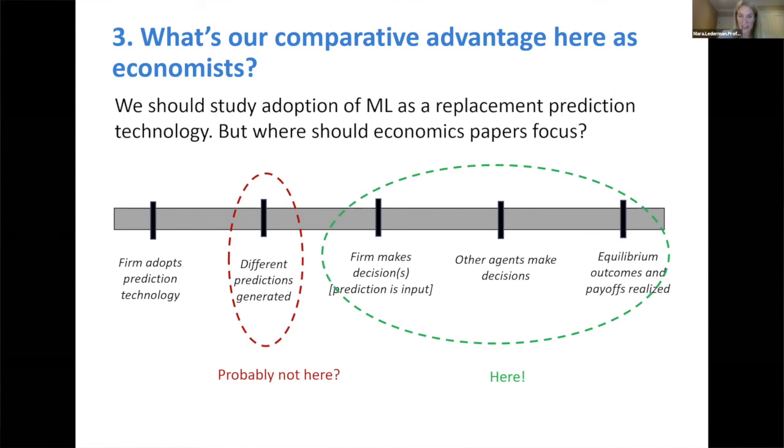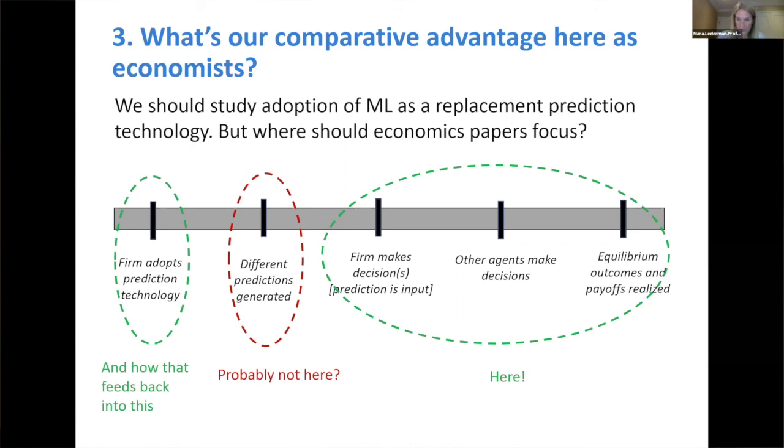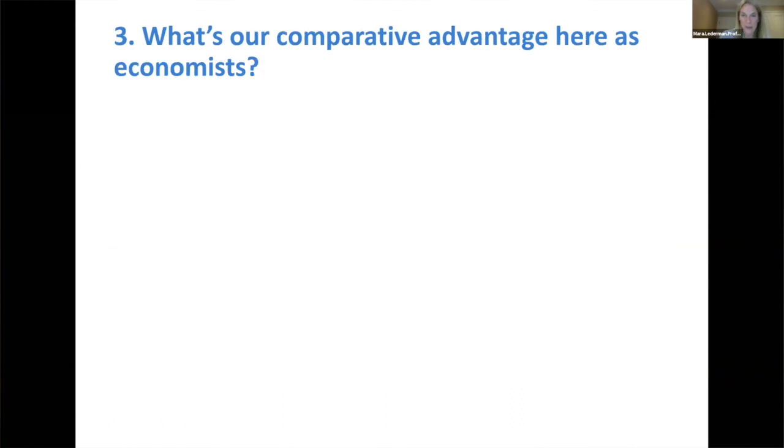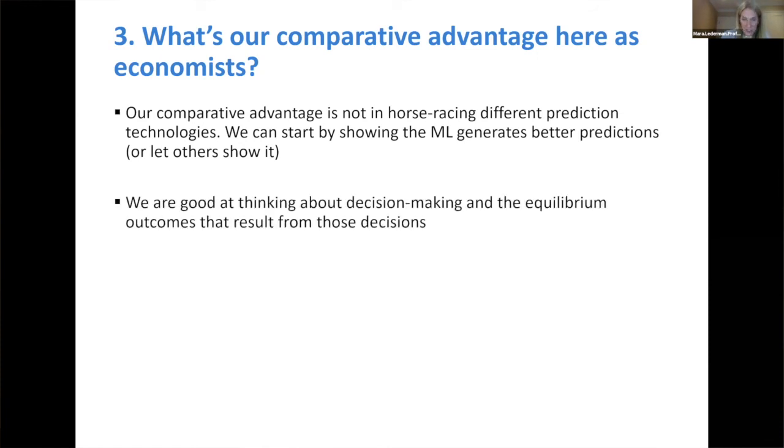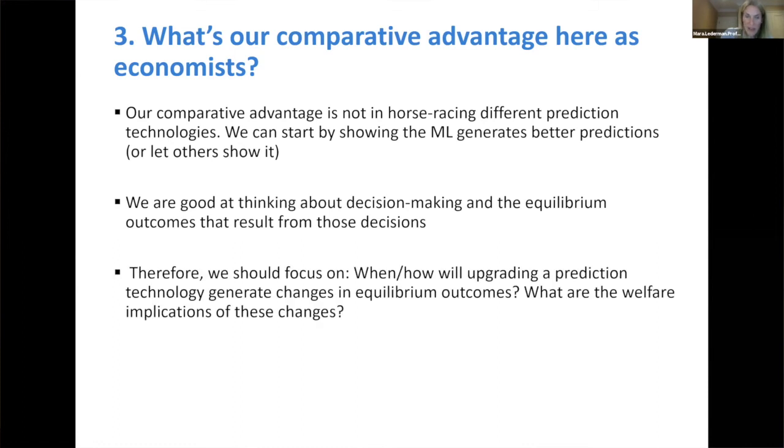Let the computer scientists and the statisticians worry about how much better predictions get when we horse race these different technologies. The things that we're good at is understanding how those better predictions work through decision-making, and we have good models of decision-making to impact outcomes, and then in turn, how those effects feed back into the incentives to adopt in the first place. And so our comparative advantage is not this horse racing of prediction technologies. We're good at thinking about decision-making and equilibrium outcomes that result from those decisions. Therefore, you should focus on how and when upgrading a prediction technology will generate changes in equilibrium outcomes, and what the welfare implications of these are. It's tempting to just get excited by showing that predictions change, but I wouldn't want you to stop there because we don't actually care that much about that.